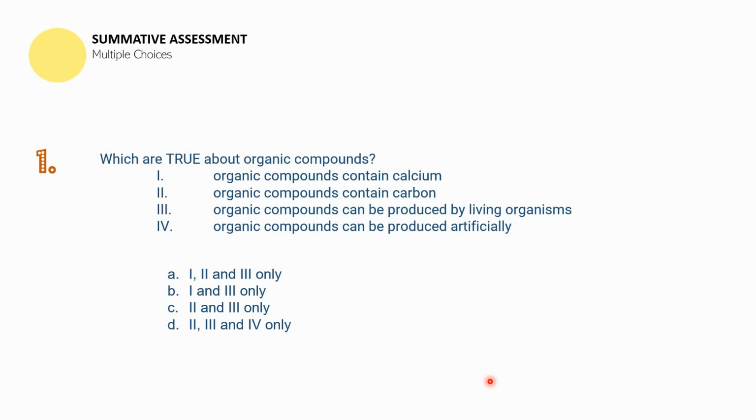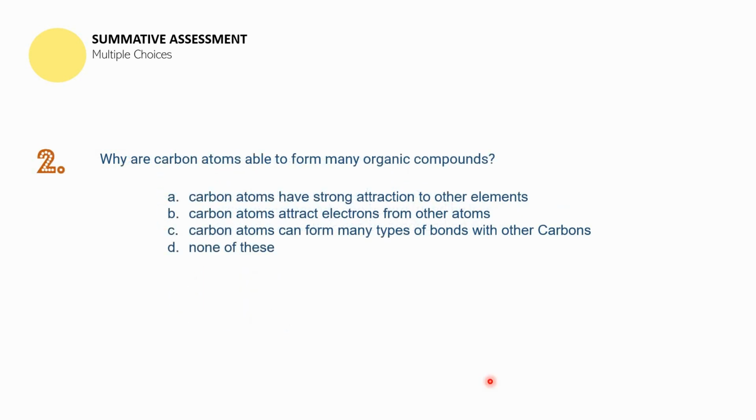If you have decided to continue, let us proceed with question number 2. Why are carbon atoms able to form many organic compounds? This is quite similar with the pre-assessment. A, carbon atoms have strong attraction to other elements. B, carbon atoms attract electrons from other atoms. C, carbon atoms can form many types of bonds with other carbons. And D, none of these. Pause this video if you need more time.